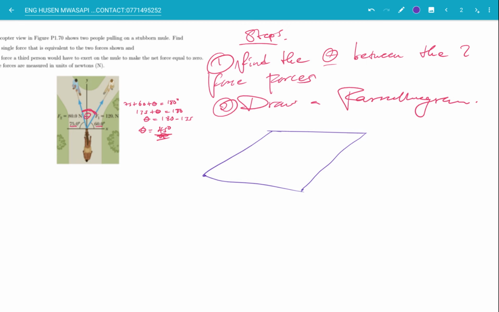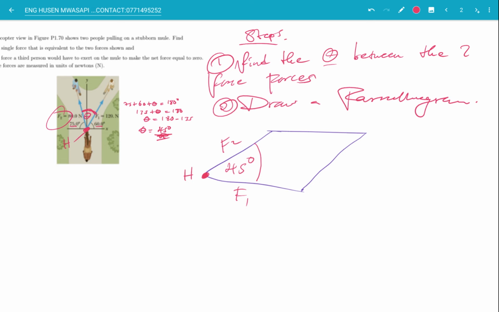Every time you have a parallelogram, the only thing you need to do is pick the point of interest, the center point. This point here is the one I'm talking about. Let me call it point H, because my name is Hussein. Point H has the angle in between. The lines going this side and this side represent the two forces. I can call this line force 2, which automatically makes this force 1. And in between you have the angle that you found, which is 45 degrees.